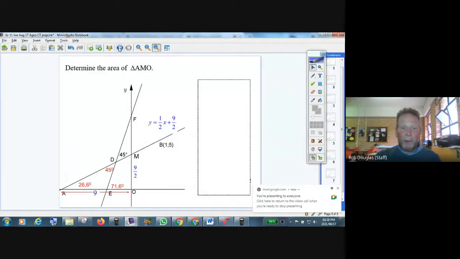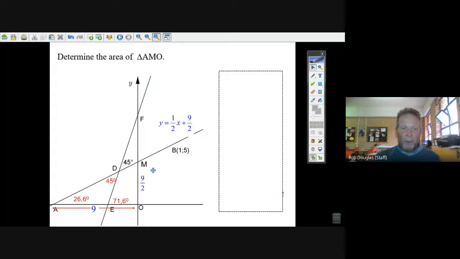Okay, we found out a lot of things in this analytical geometry question. We figured out the coordinates of D, and the coordinates of E. But here's the last question. It says, determine the area of triangle AMO. Determine the area of triangle AMO.